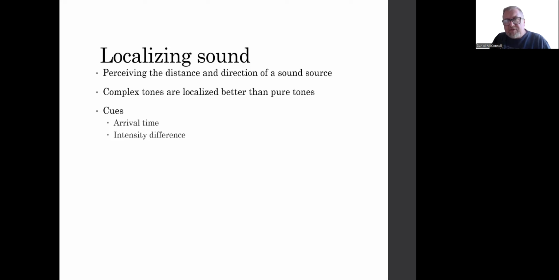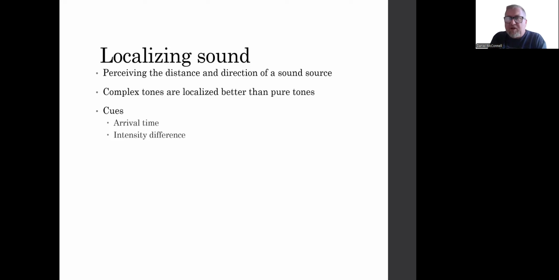If there's a sufficiently rapid change in distance, it will create a noticeable change in the pitch of the sound coming from that object, whatever it is, a race car, whatever it might be. So we want to know a few facts about how people localize sounds. And one thing that we want to note here is that complex sounds are more easily localized than pure tones.